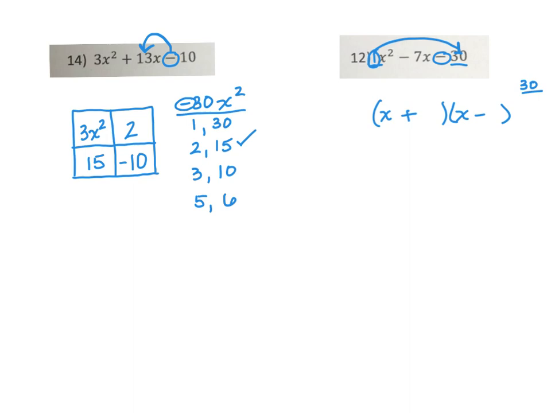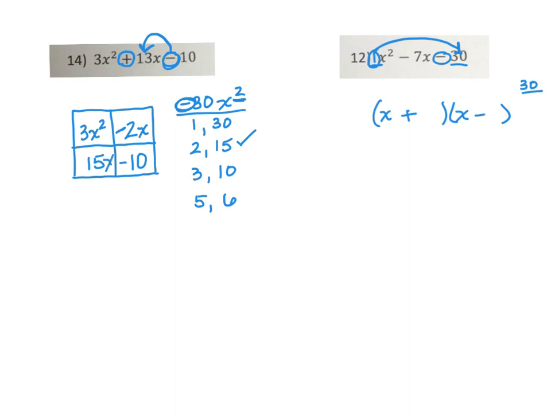It makes no difference. But what does matter is because this is a negative, we're trying to get a negative 30, I have to make sure that the numbers are going to be opposite, and that the bigger number gets the middle term sign. That means the 15 is going to stay positive and the 2 is going to be negative. And then the other thing is, because this was 30x squared, I'm going to give each of them an x.